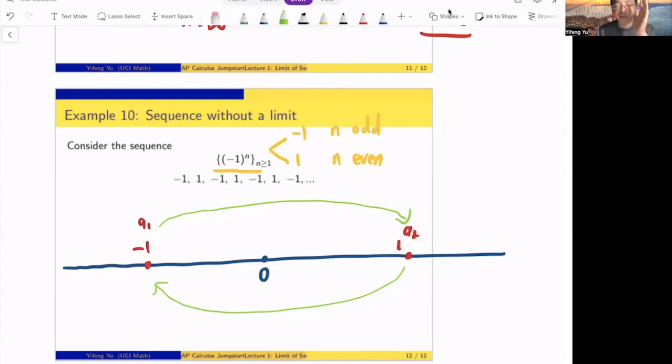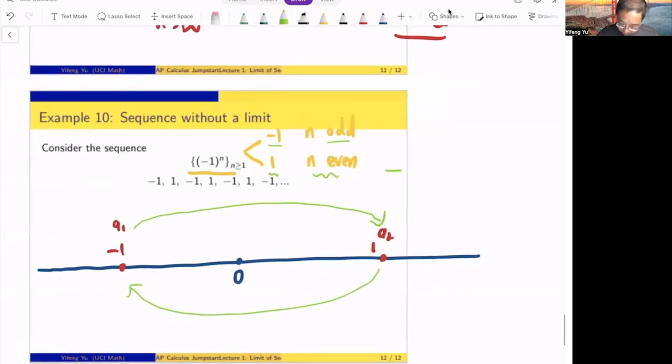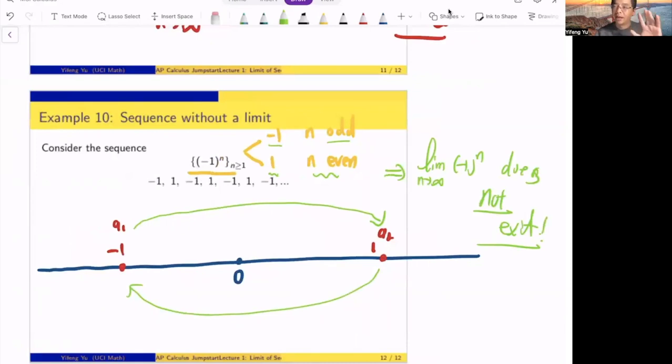Remember, what does limit mean? We need to find a number such that the whole sequence goes to that number. You might think negative 1 is the limit. No, negative 1 is not the limit, because all the even terms do not go to negative 1. And 1 is not the limit either, because all the odd terms do not go to 1. Remember, limit means the whole sequence has to approach, has to tend to that number. So from here we get that the limit as n goes to infinity of negative 1 to the n does not exist. This is one of the typical examples where you are not able to find a number so that the whole sequence goes to that number.